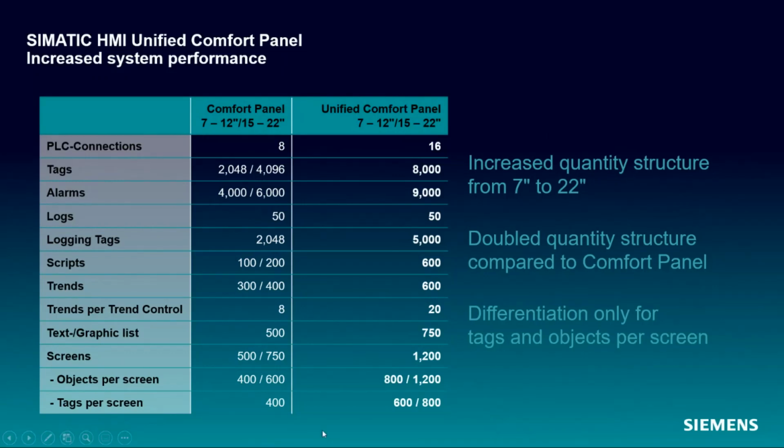So now the thing that's different, and this is because of the size of the screen itself, is how many objects you can put on it. Okay, so it's 800 and 1200, and then tags per screen, 600 to 800. So I think that's really pretty cool because we get all the functionality from the big one in the small one. So it's really pretty cool.